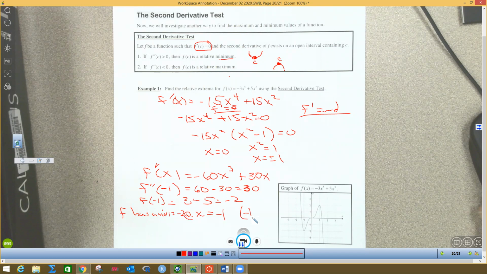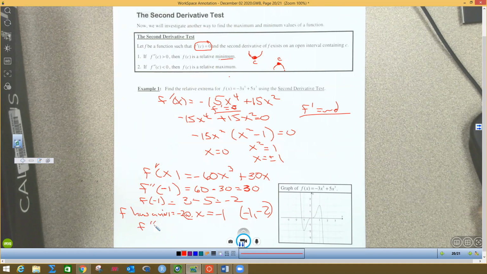Now, if it wanted me to name the point, I would say you would have a min at (-1, -2), but I want you writing it like this. And if it asks why, we would say because f prime of -1 equals 0 and f double prime of -1 is greater than 0. That is the reasoning.